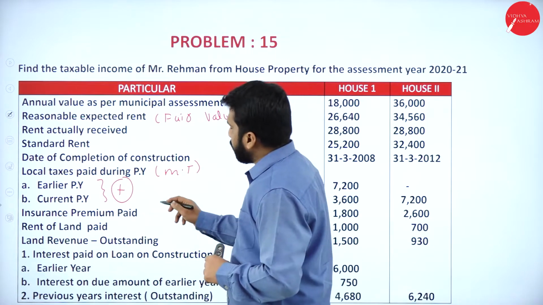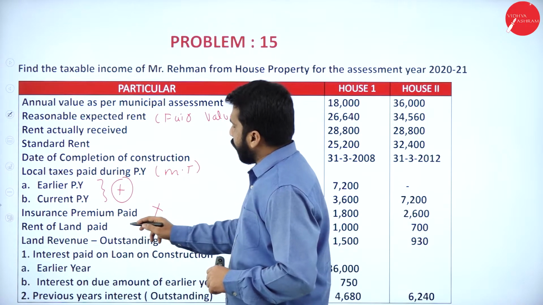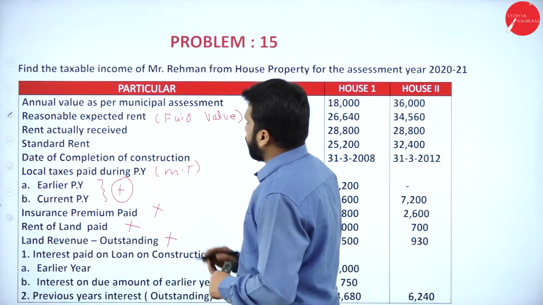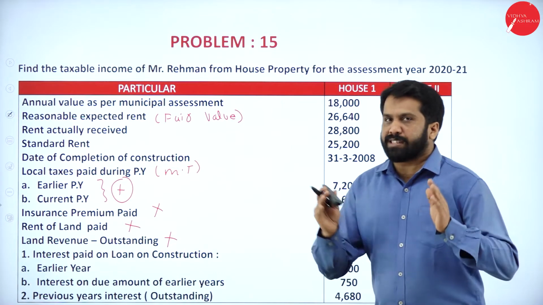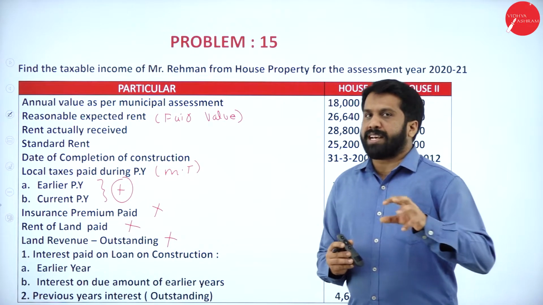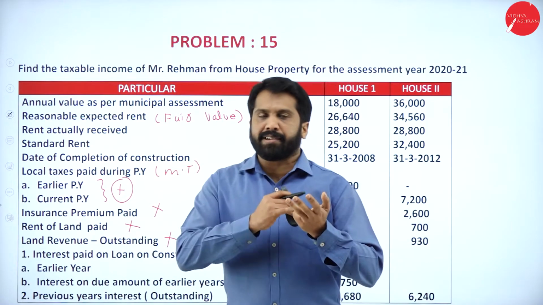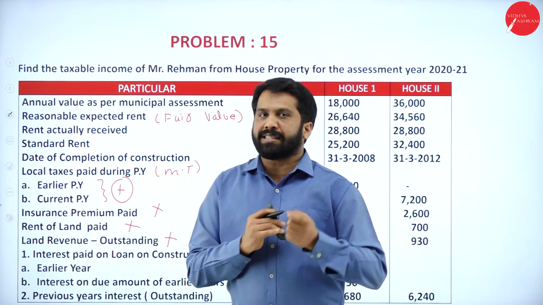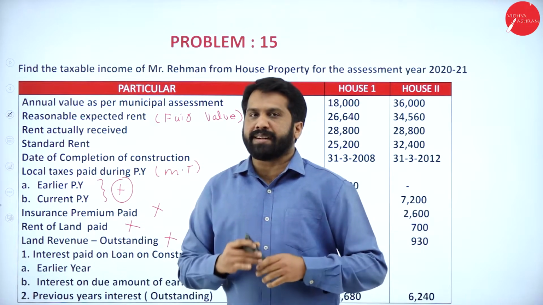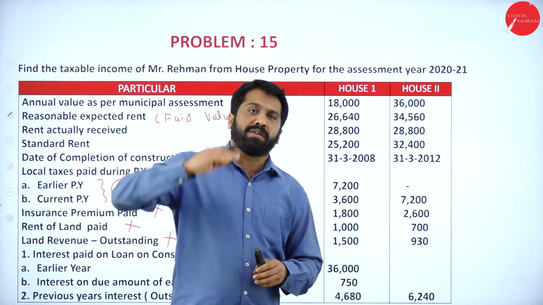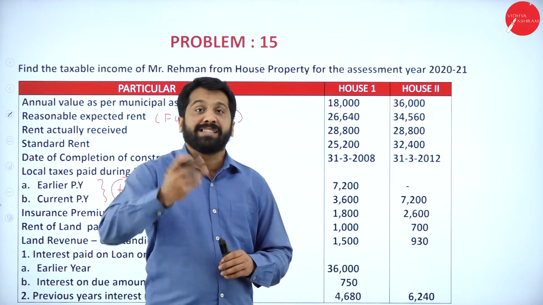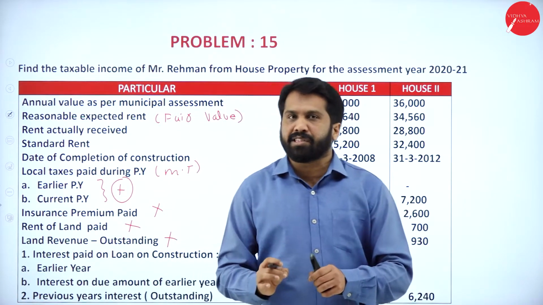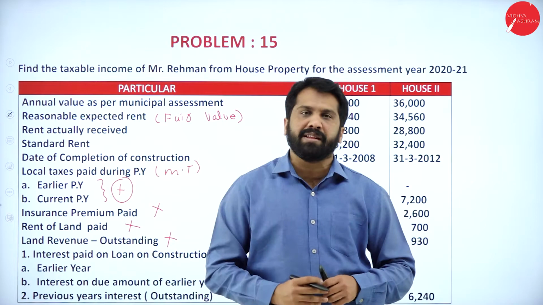Now, insurance premium, we will not take. Rent of land paid, we will not take. Land revenue outstanding, we will not take. In house property, it is very small. Whatever the information as I told you, like the interest part as well as your 30% deduction and municipal tax. Other than these 3, we will not deduct anything. Any interest of the previous year, not even the previous year, the preceding previous year, the old one, we will not consider. Only interest for the current previous year we will consider.